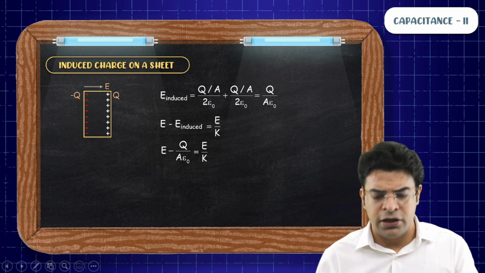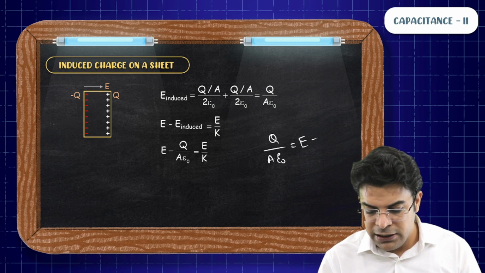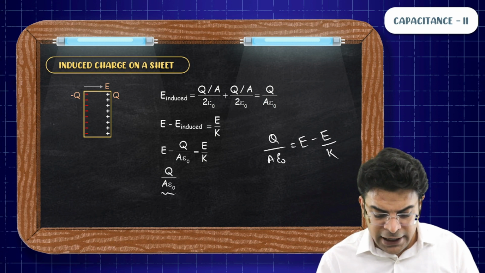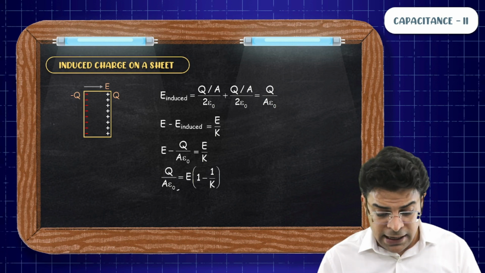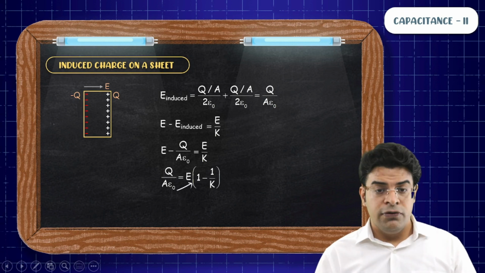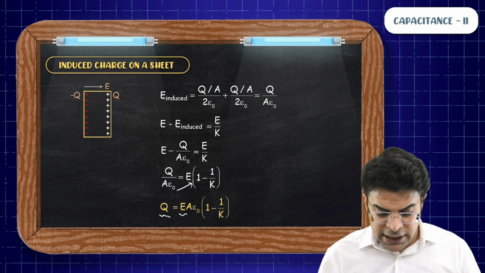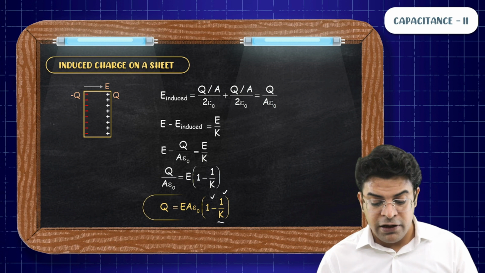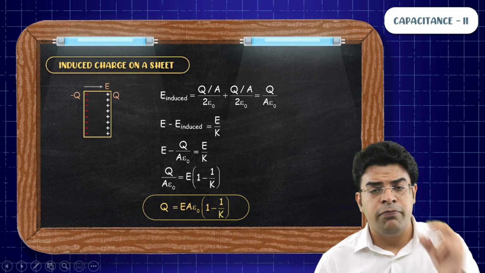On rearranging the terms, we can write Q by A epsilon naught equals E minus E by K, and then you can take E common. So you will write Q by A epsilon naught equals E times 1 minus 1 by K. And then bringing this A epsilon naught to the right hand side, you will say that the charge induced on the surface equals E A epsilon naught, the applied electric field into the surface area into epsilon naught, into 1 minus 1 by K, where K is the dielectric constant, also called the relative permittivity.